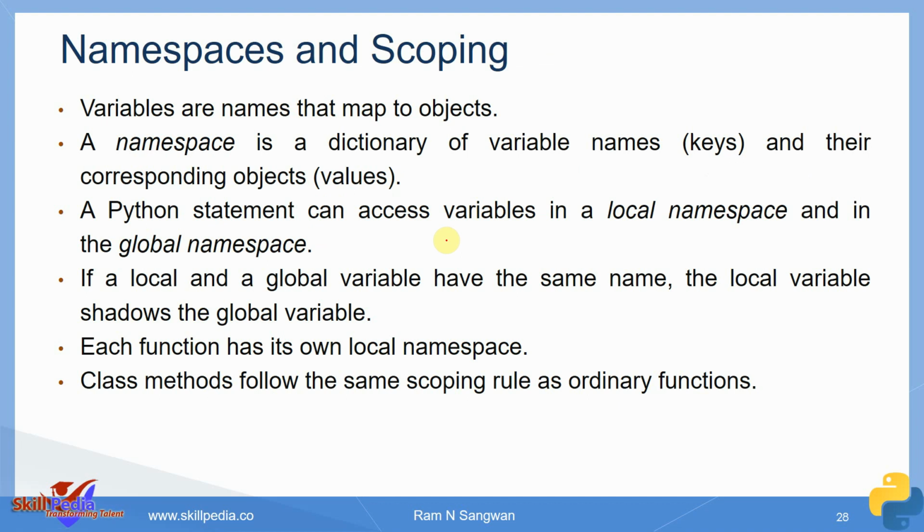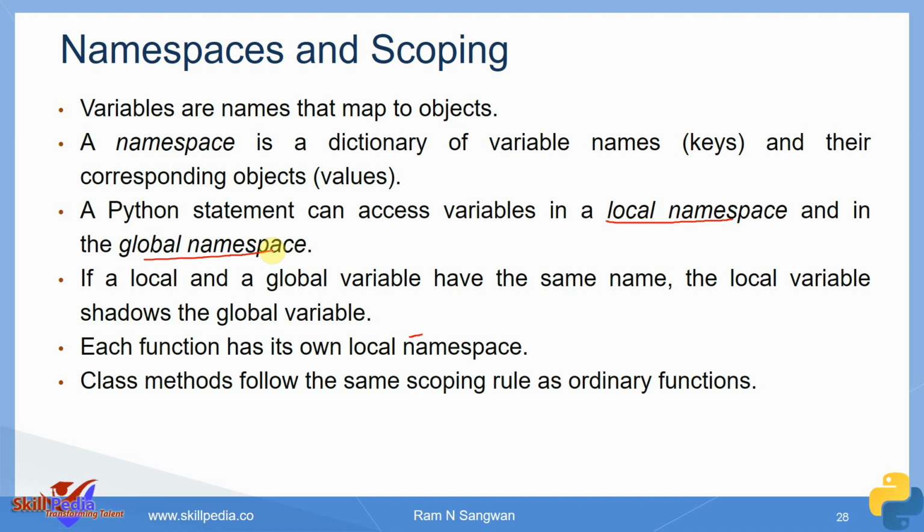Namespace and scoping. Variables are names that map to objects. A namespace is a dictionary of variable names, that is keys, and their corresponding objects, that is values. A Python statement can access variables in a local namespace and in the global namespace. If a local and a global variable have the same name, the local variable shadows the global variable.